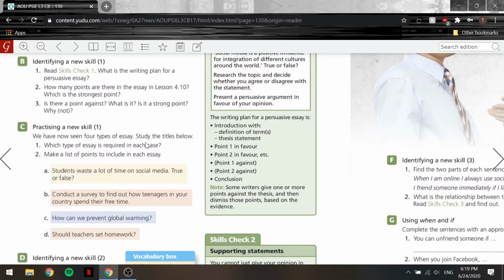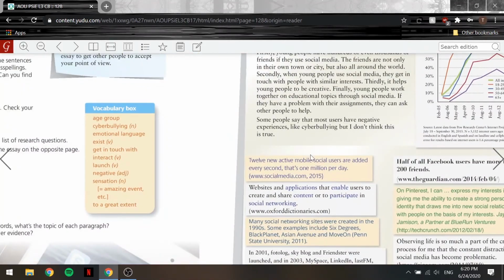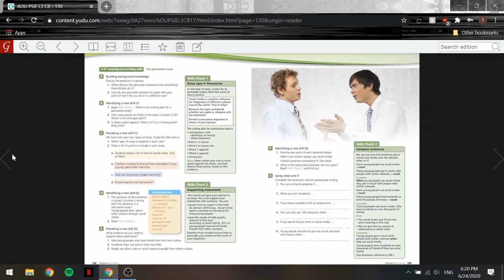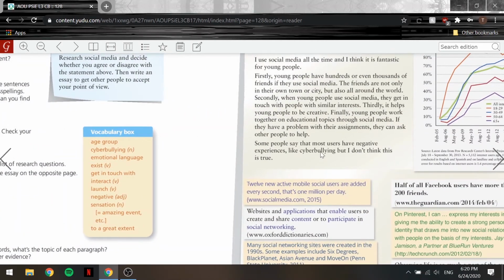Is there a point against, and what is it, and is it a strong point? Why or why not? For me, in the previous essay, the point against will have to be cyberbullying, simply because it's a big deal. So personally, I think that it is a big point against for social media. Cyberbullying is a big deal, and we should treat it as such.